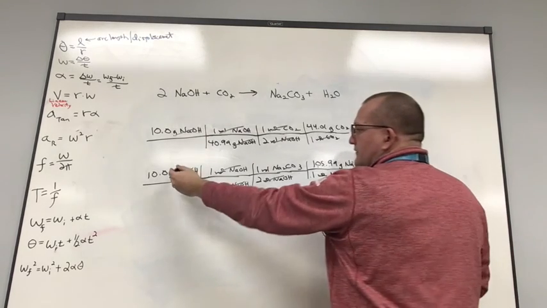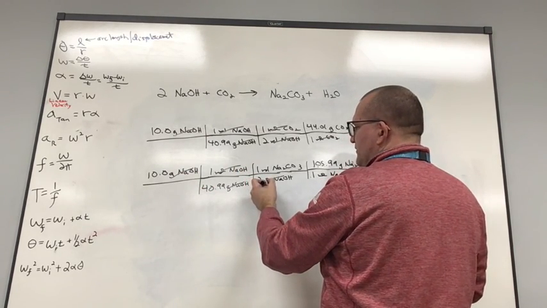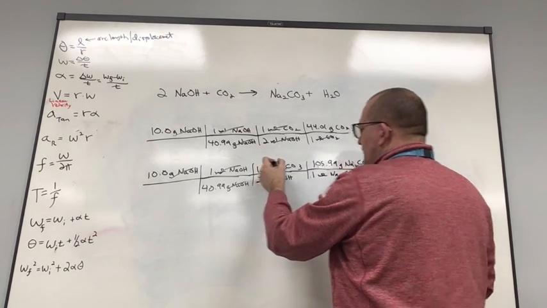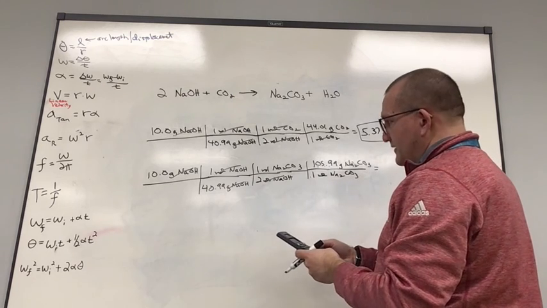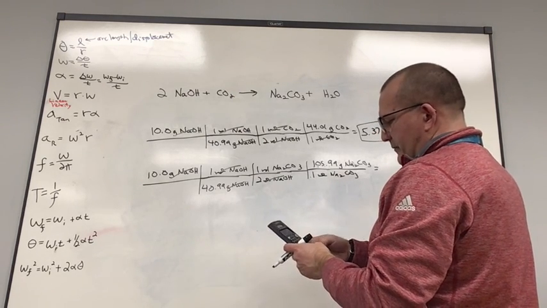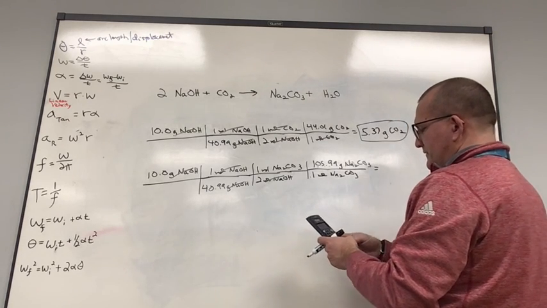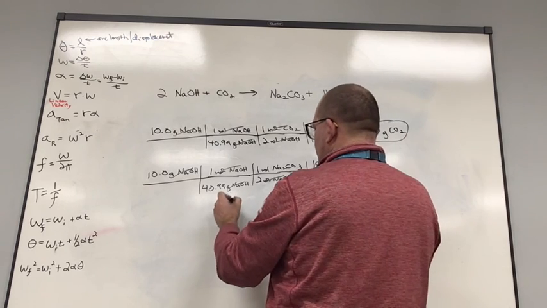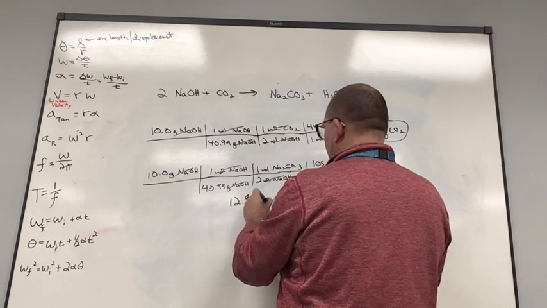So divide by molar mass of what we start with. Then we do mole ratio, where we start with in the bottom, where we're going on top. Then we multiply by the molar mass of what we're solving for, or where we're going. So 10 divided by 40.99 divided by 2 times 105.99. I want 3 sig figs, 12.9 grams of Na2CO3.